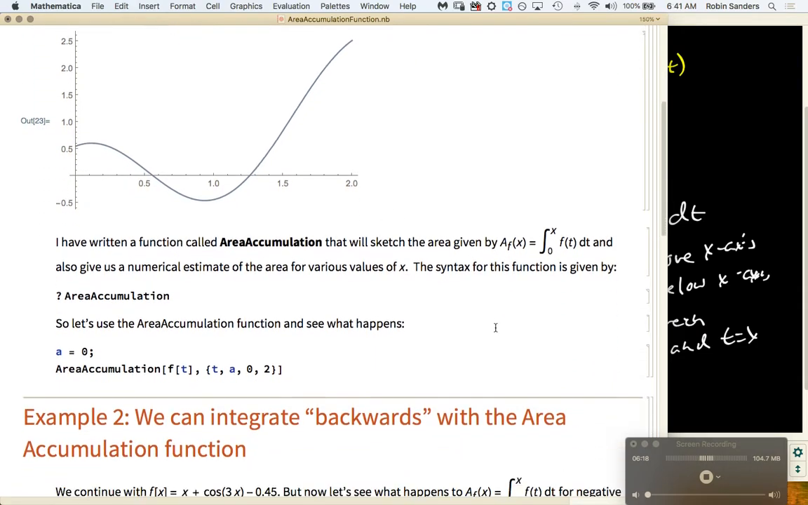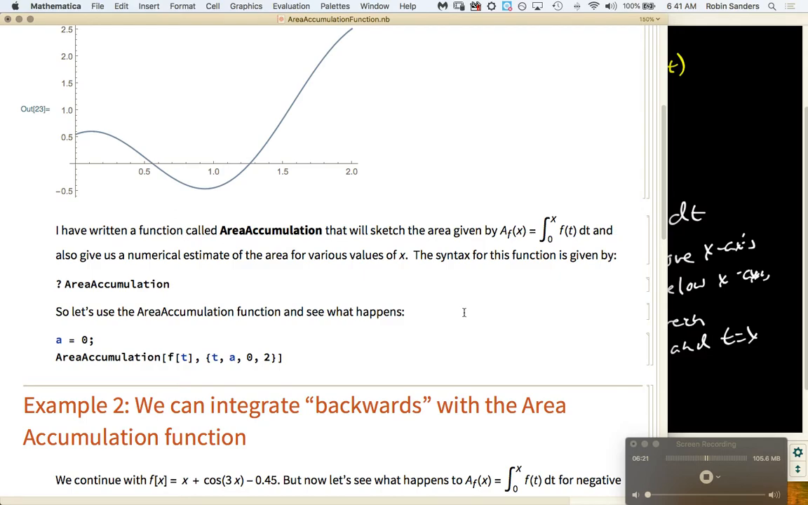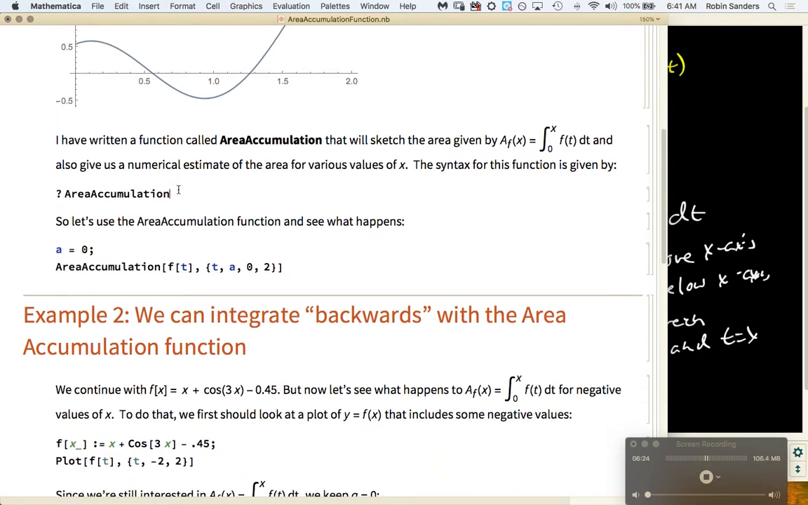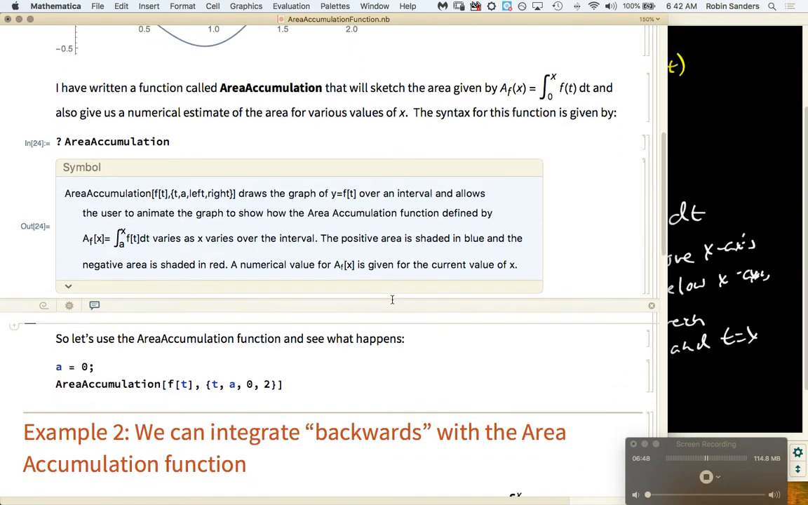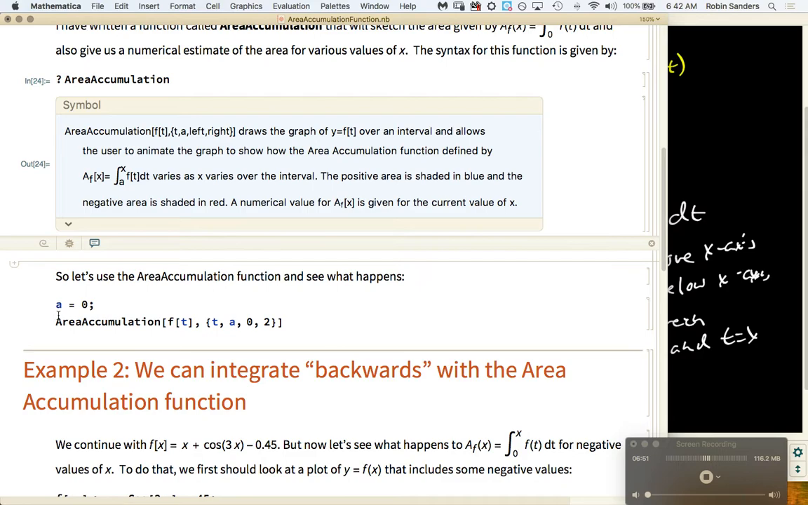Now, I've written a function called the area accumulation function, and we can figure out how to use it by evaluating this cell. And I encourage you to stop the video and read this. What this says is that to use the area accumulation function, I have to give it the function, I have to tell it that t is the variable, and then I have to give it the starting value for the function and a left and right value for the plot. So we're going to use the area accumulation function setting a equal to 0, and I'm just going to make the plot go from a, which is 0, to 2.